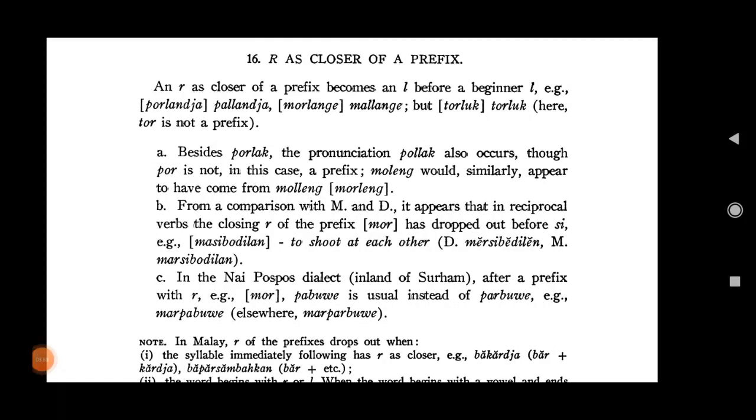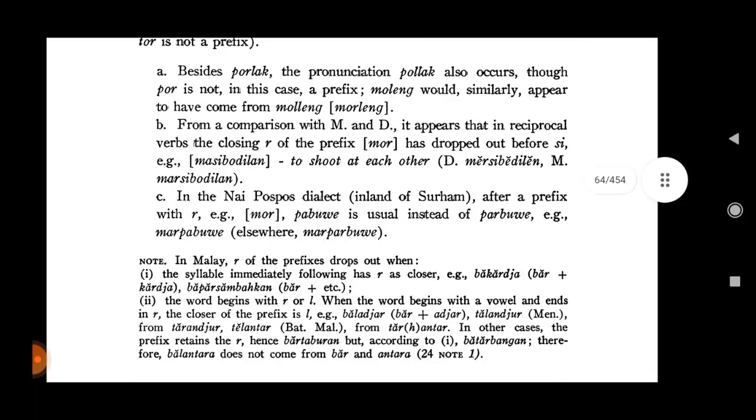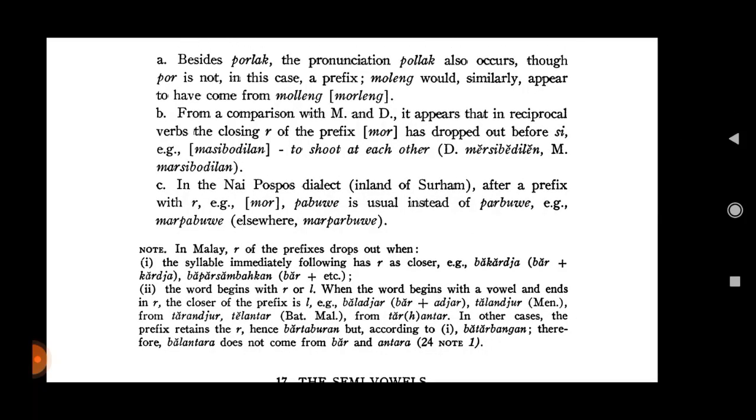R as closer of a prefix. An R as closer of a prefix becomes an L before a beginning L, e.g. palaja, malange, but togluk. Here, tog is not a prefix. Besides porla, the pronunciation polak also occurs, though pog is not in this case a prefix. Moleng would similarly appear to have come from morleng. From a comparison with M and D, it appears that in reciprocal verbs the closing R of the prefix mar has dropped out before C, e.g. masih bodilan to shout at each other, magsibedilan, mandailing magsibodilan.